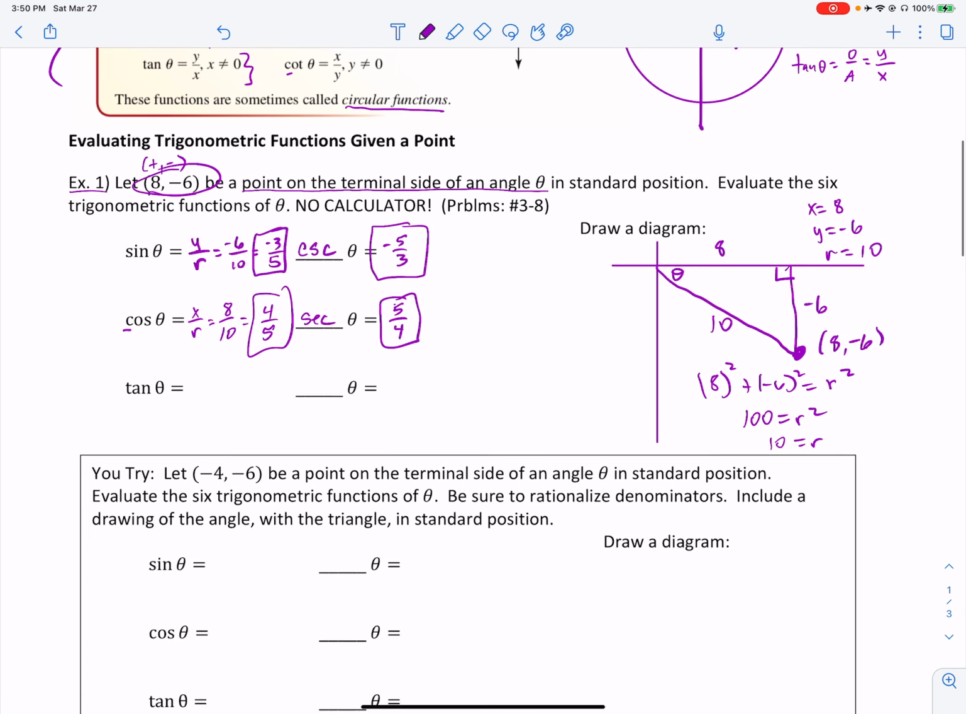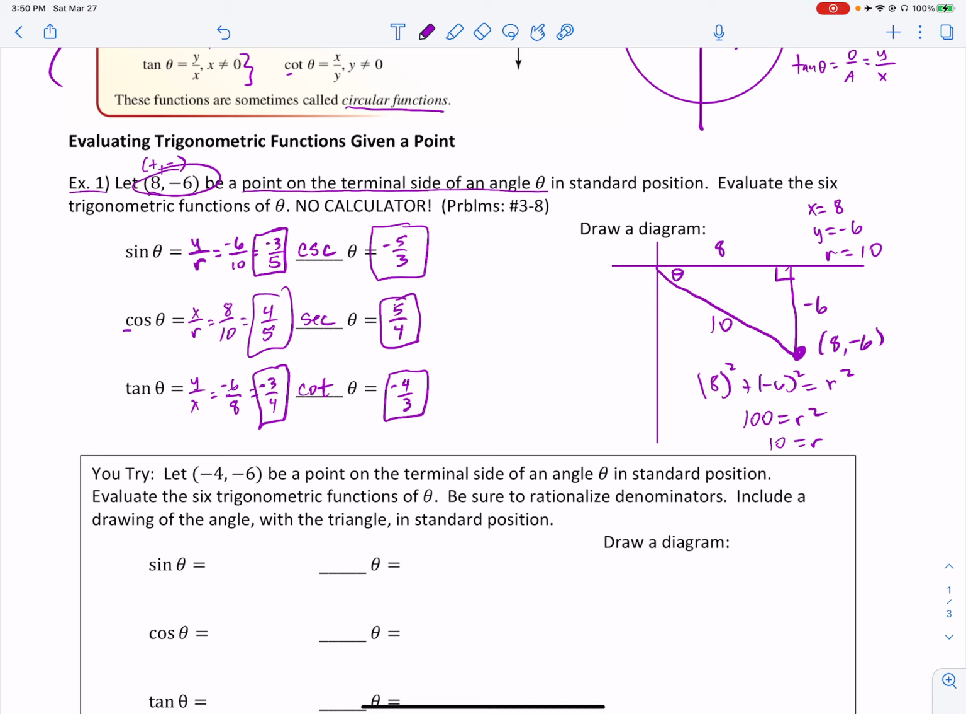Tangent is y over x. And so that's going to be -6/8. And that will reduce to -3/4. Be very careful that your negative signs don't get lost and mixed up with your equal signs. A reciprocal of tangent is cotangent. So the cotangent is going to be -4/3.